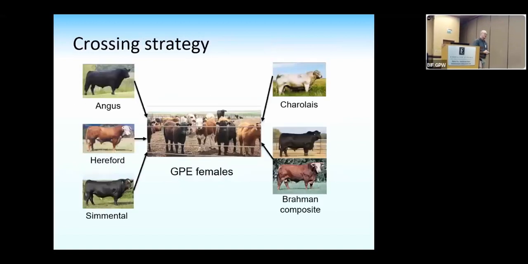And this is the crossing strategy we used to produce the progeny for that. We have these GPE females, as you know, of several different breeds going into that, crossed to these 4 breeds, the largest, most prominent breeds in the US in terms of numbers, and we used a Brahman composite. Generally we tried to get that to be Brangus. We had to use Beefmaster a few years. I don't show the Beefmaster solutions here because we didn't use it too much. We're still trying to refine that a little bit, but this is our model.